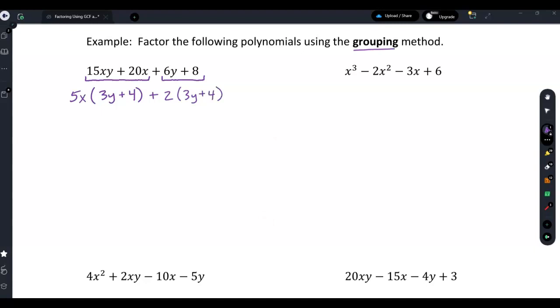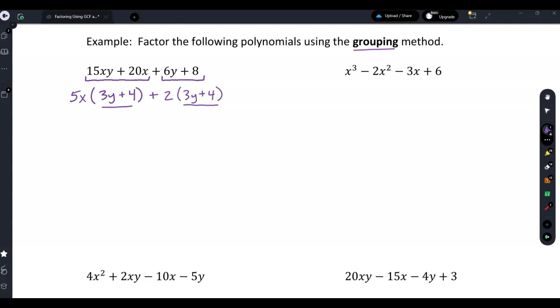I'm not finished, but at this point, I can always check and see if, 1, I'm on the right track, and 2, is grouping working, by asking do I have the same thing in both parentheses? If I've got the same thing in each parentheses, I know that what I'm doing so far is correct and that the grouping method is going to work.